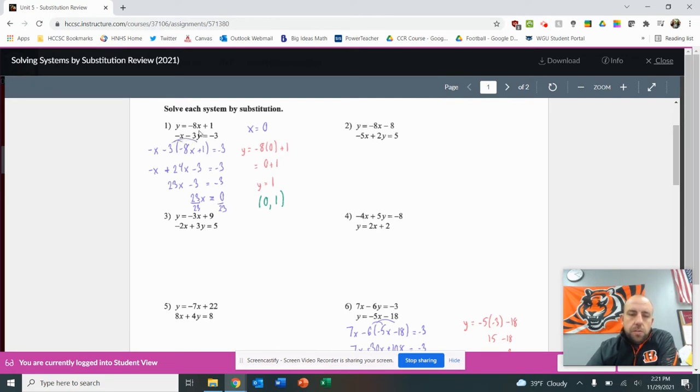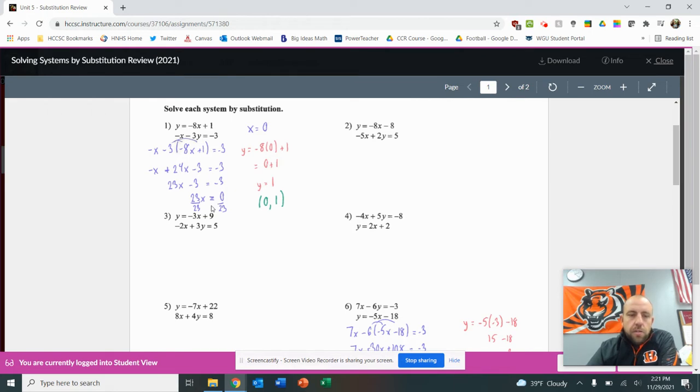Now, for substitution, what we're looking to do is replace one of the two variables. So on number one, we know that y is equal to negative 8x plus 1, so we can substitute it right in here for y, which is why I've got negative x minus 3 times negative 8x plus 1. We've replaced the y value with this expression right here, and now it's just a single variable. And you can see we went through and solved it, ended up with x is equal to 0.